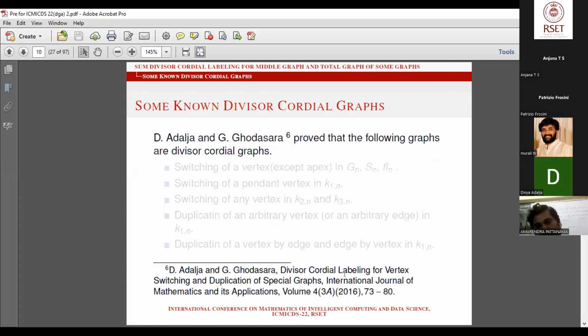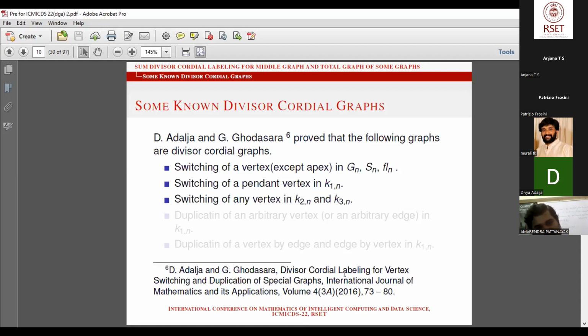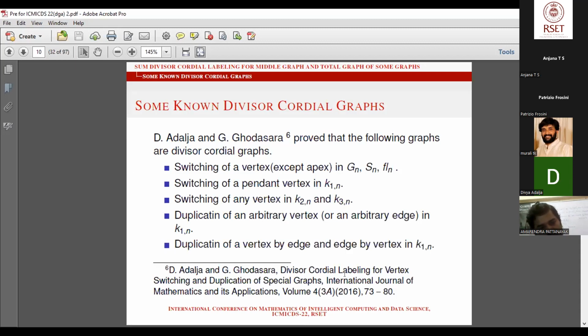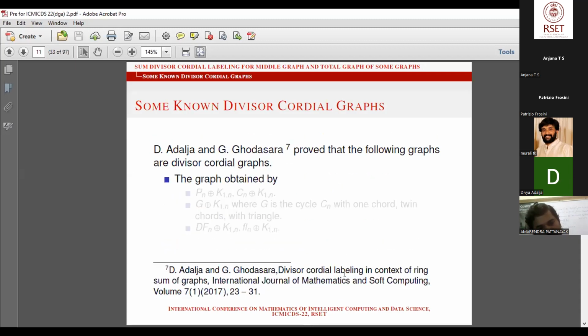Adalja and Khodasra proved that the following graphs are divisor cordial graphs: switching of vertex except apex vertex in gear graph and flower graph, switching of pendant vertex in star graph, switching of any vertex in complete bipartite K2,n and K3,n, duplication of any arbitrary vertex as well as any arbitrary edge in star, duplication of vertex by edge and edge by vertex in star. Khodasra and Adalja also proved the following graphs are divisor cordial graphs.